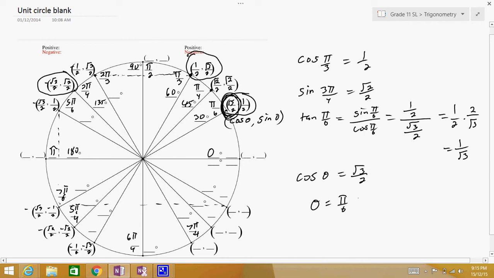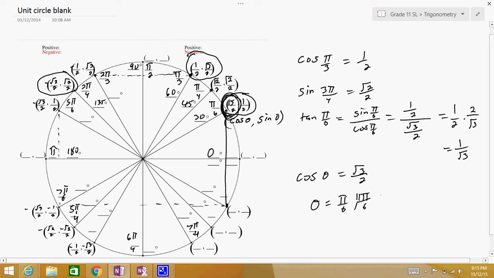But watch out, there's another point where the x value is also root 3 over 2, and that would be this one. So this is also cosine theta equals root 3 over 2. There also is the answer of 11 pi over 6.